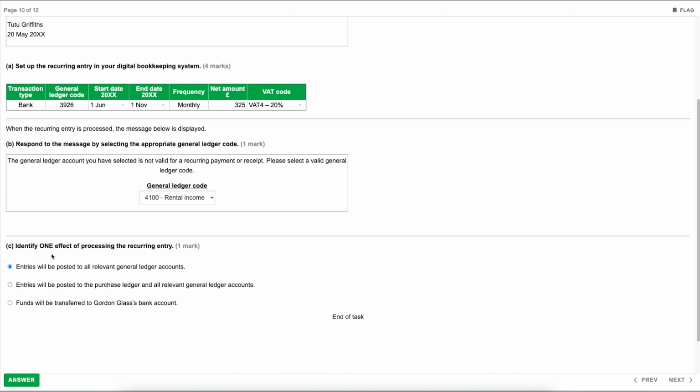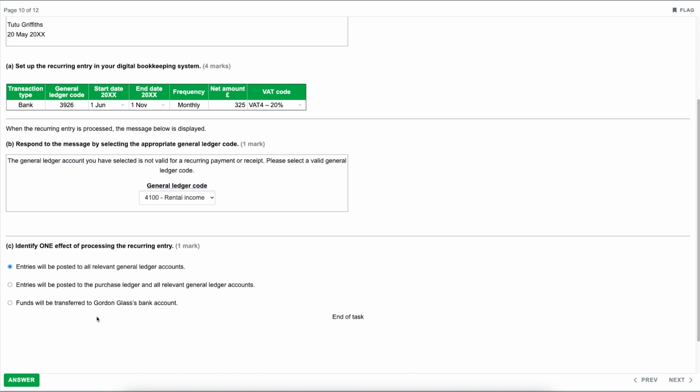Now it does state identify one, so we can assume here that the other two are incorrect, but let's just have a quick look and make sure that they are incorrect. So entries will be posted to the purchase ledger and all relevant general ledger accounts. Now, see the issue with this one, it would be posted to the general ledger accounts, that's what's in statement 1. It would not be posted to the purchase ledger. So think about what I said earlier, this is income. So it's definitely not going to go to any purchase ledger accounts. We're not buying anything, therefore that one would be irrelevant.